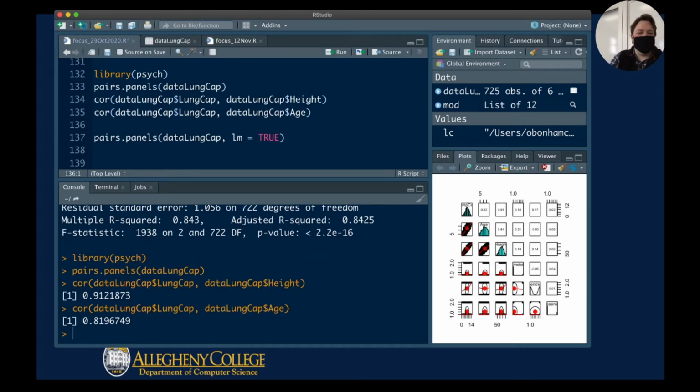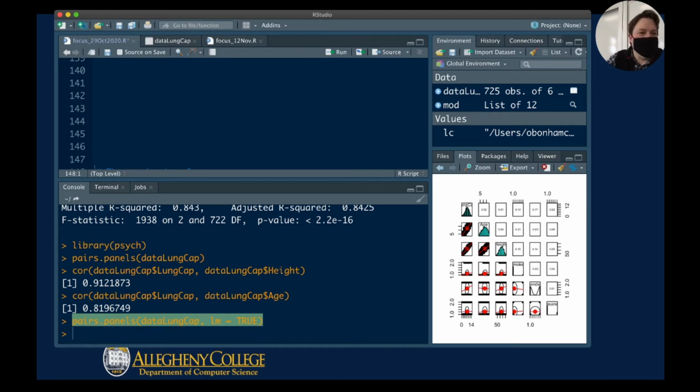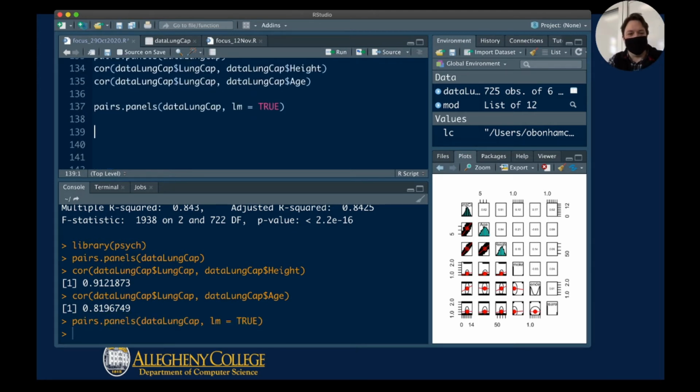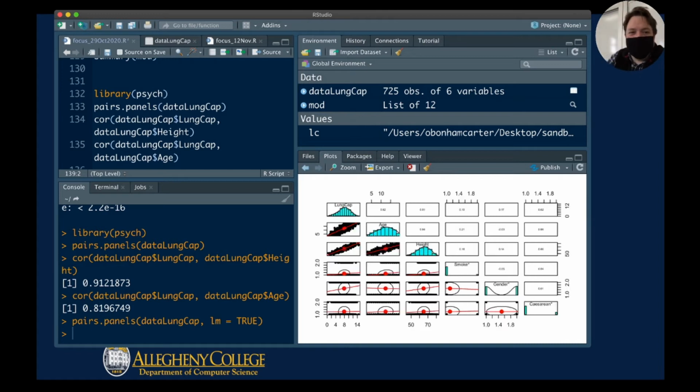Here's another one you can look at, where we're looking at a pairs panel and we're using our regression as our model. So again, the numbers should be the same. The correlation numbers should be the same, but now I'm looking at the left-hand side, and I can see many plots where I can see the regression line, where that is, and where my points are falling.